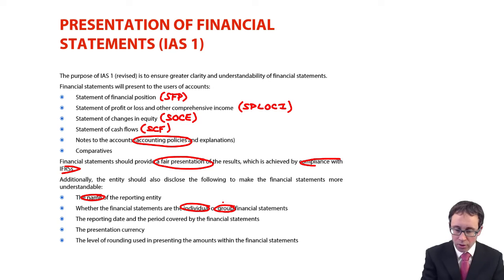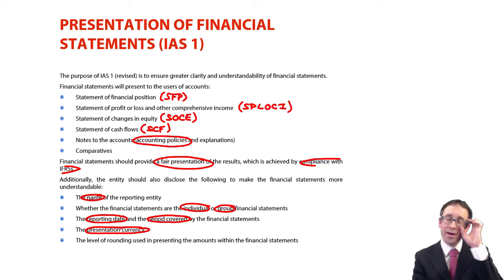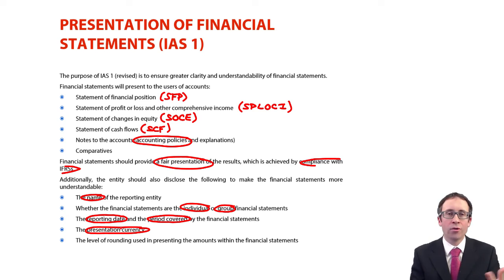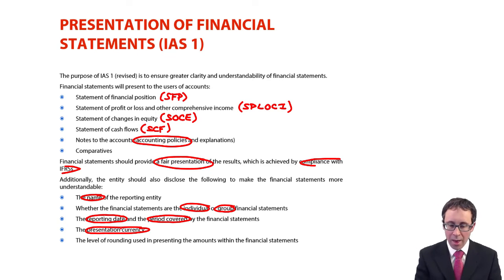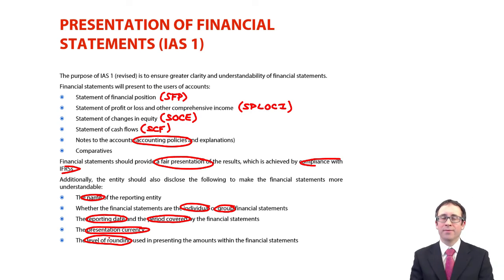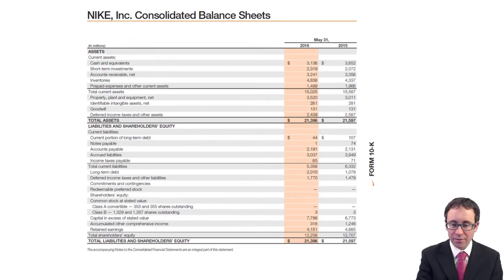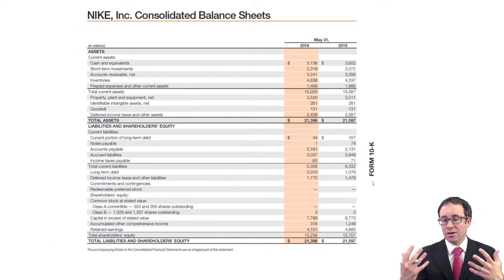We also need the reporting date, and the period covered. You also need the presentation currency. So we'll see more about that in the foreign currency section of the notes. But what currency are the balances in? You see a lot of numbers. Is it in dollars, pounds, euros? And then also the level of rounding. Is it thousands? Is it millions? Is it billions?